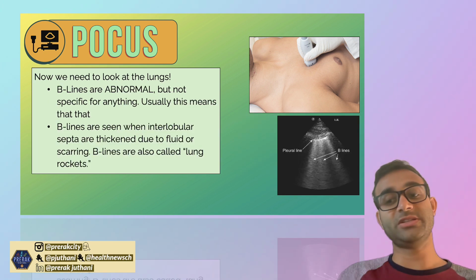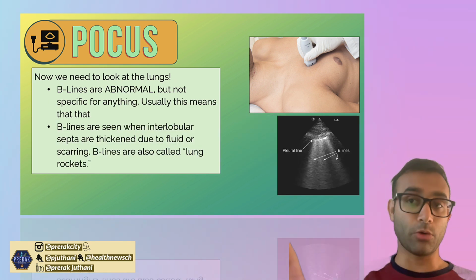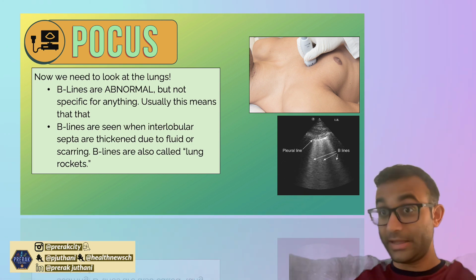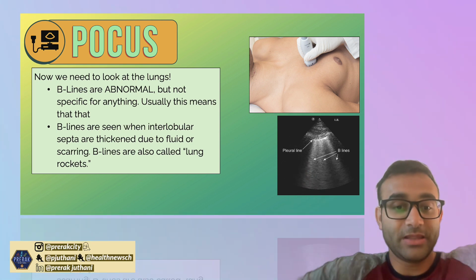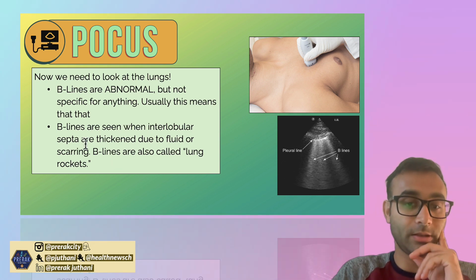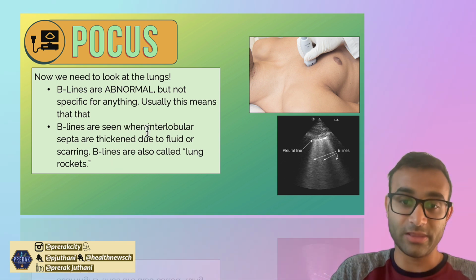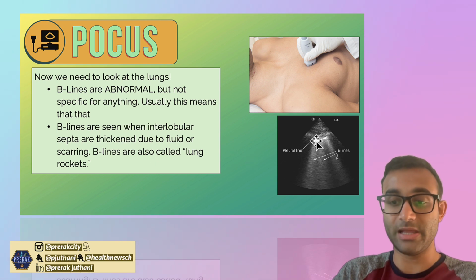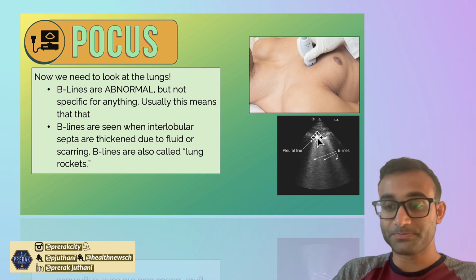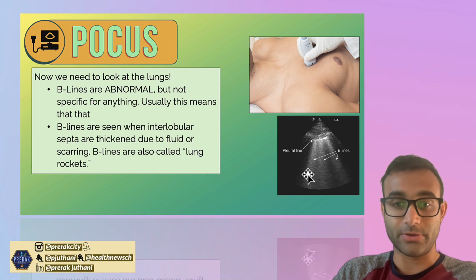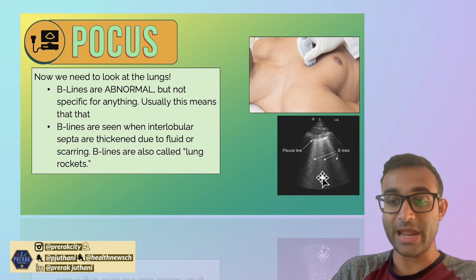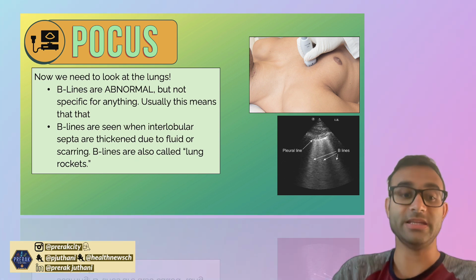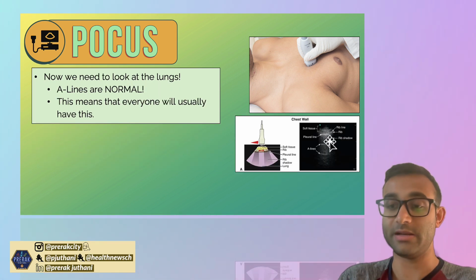The thing that you can often see are B lines, and this is actually not normal. Usually if you have more than 3 B lines in a lung field, those are abnormal. And the reason for that is because B lines often appear when you have interlobular septa of the lung that are thickened due to fluid or scarring. And these are often called lung rockets because notice that the B lines are, they're not anechoic, they're actually hyperechoic. And you'll notice that they totally destroy the A lines. And so they're called lung rockets, and the reason they're called lung rockets is because they're destroying the A line, and they often come off of the pleural line itself.